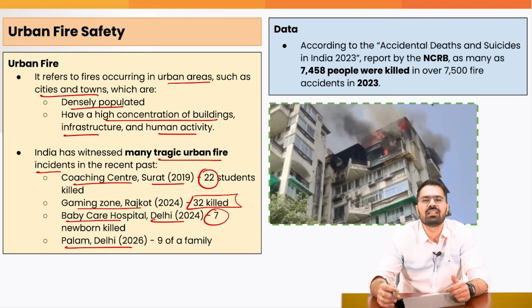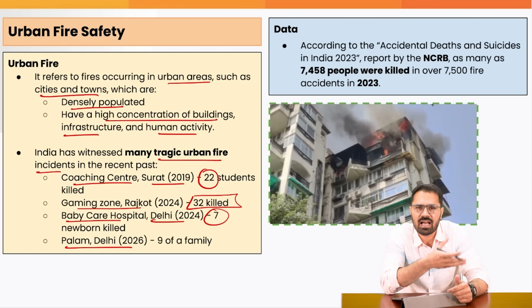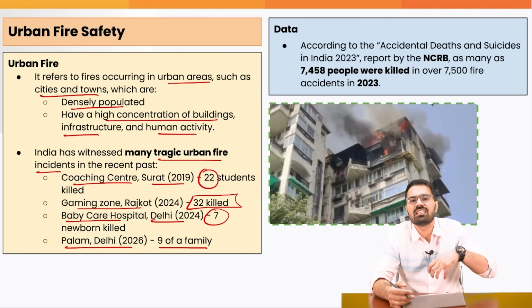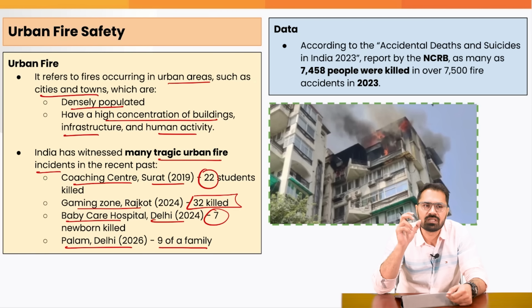Then this incident of yesterday. Or you can say even before this incident, in the last month you had the Palam incident where a residential building had a fire and 9 persons of a family died there. And yesterday again 9 more people have lost their lives. So very frequently these accidents are happening, which are a result of human negligence.